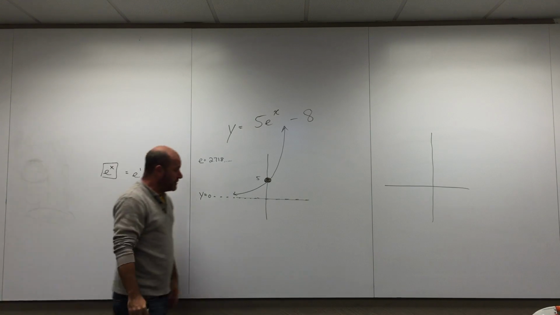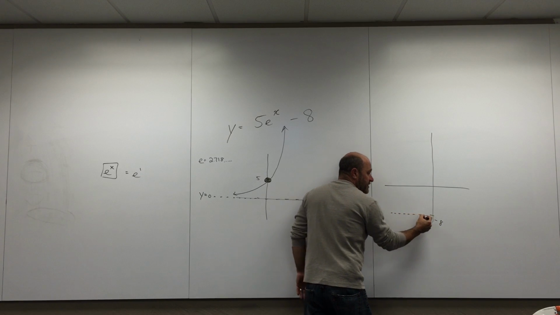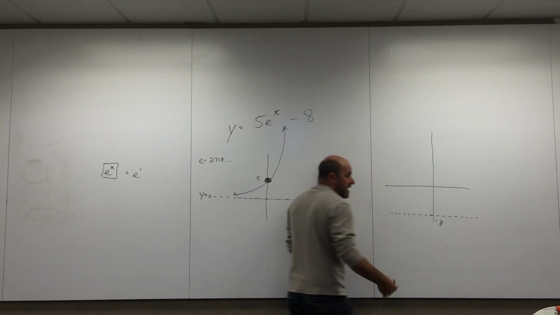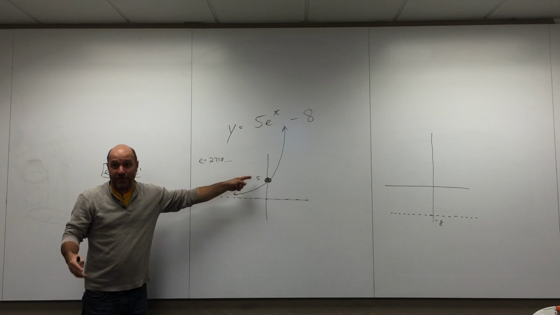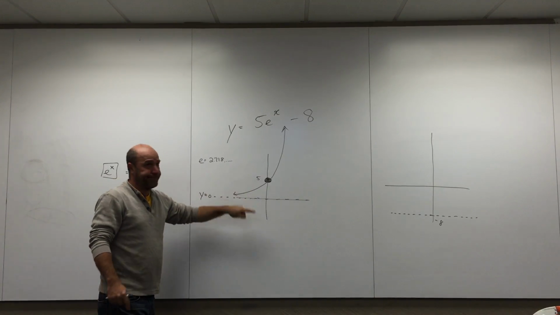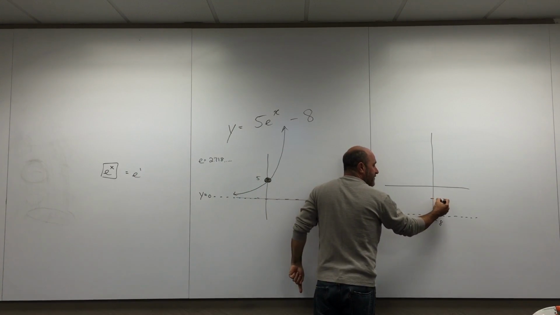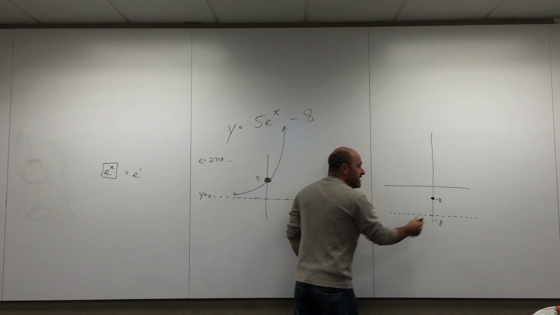So where's my new asymptote? At -8. At -8, there's a new asymptote. And I think that y-intercept gets shifted down 8. So where's this new y-intercept? Down 8. -3. Right, cool. And then it's just this shape.